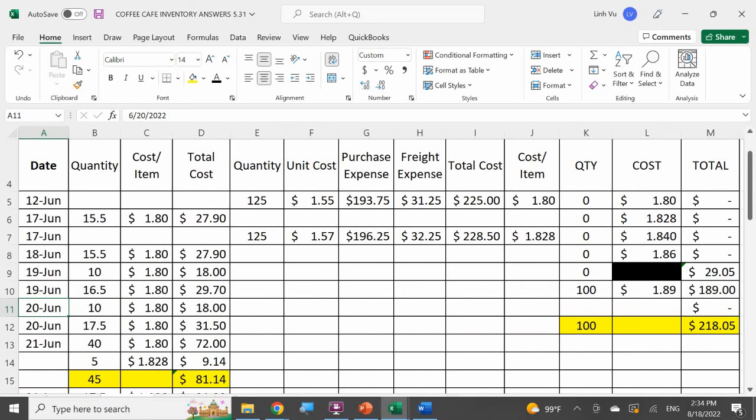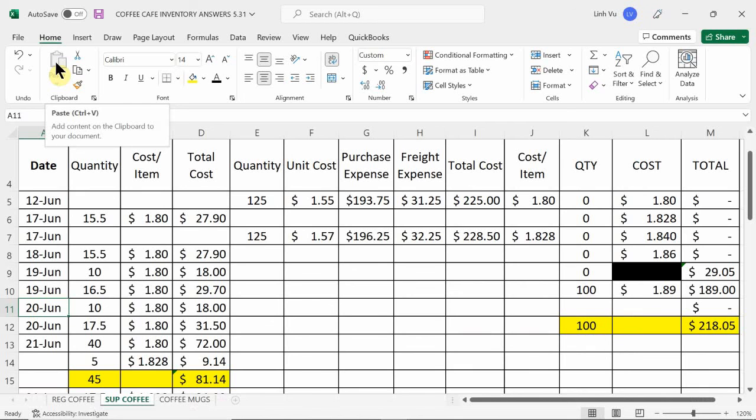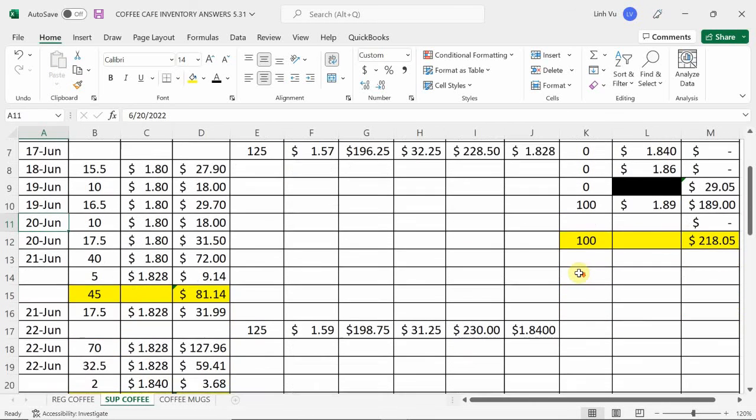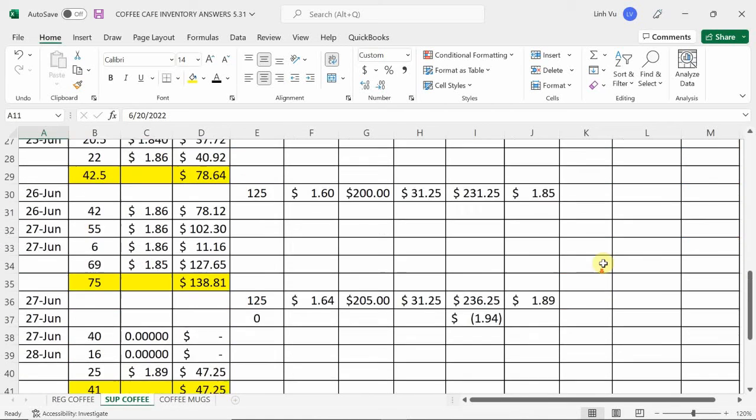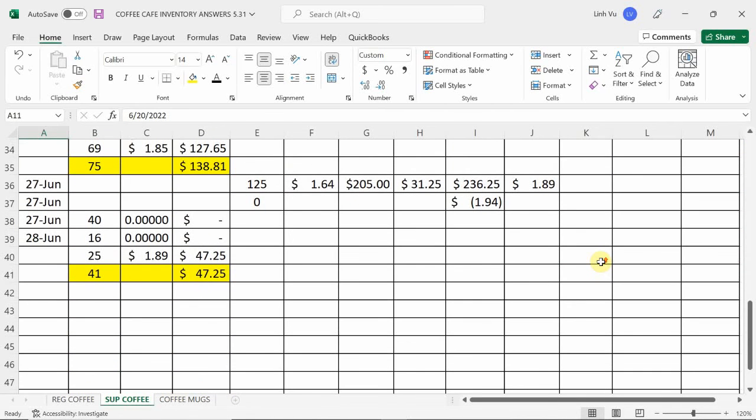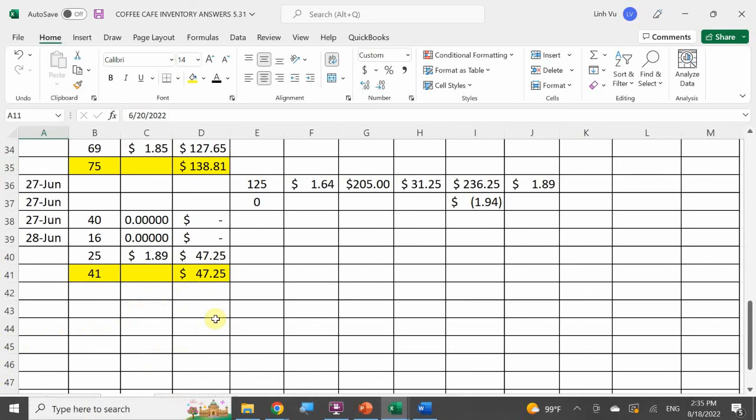We already know that because 100 times $1.89 is going to give you 189, but we're just making sure that the math works out evenly and that there is no extra penny somewhere. So in this case, you've got 189 left in Supreme. So in this case, you used $47.25.